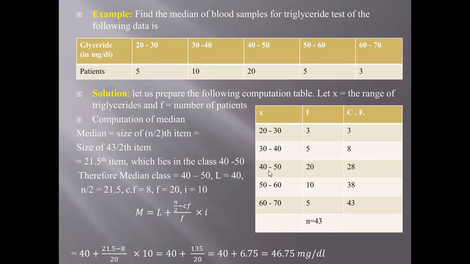So here you have to locate: 40 plus 21.5 minus the previous cumulative frequency, which is 8, divided by the frequency of this median class interval, which is 20, into the size of the class interval. So what is the width of the class interval? That is, 40 to 50 is 10. So that comes to 46.75 mg per dl. So that is the value for this particular problem, so 46.75 is the median value.